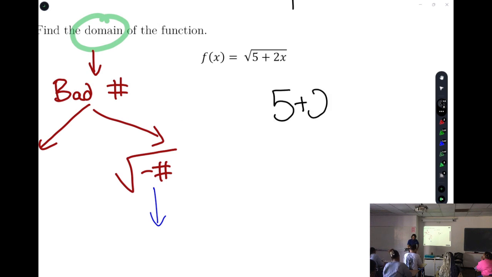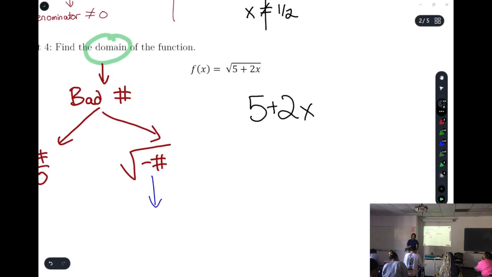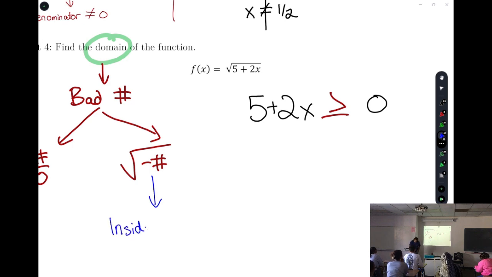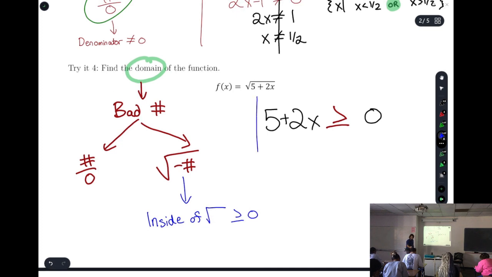5 plus 2x is not negative? Is that how we do it? That's not helpful for us. There's a sign, right? Greater than or equal to. That's the math step. So what did we actually write? We wrote the inside of the root greater than or equal to 0. That was the domain step that we did: the inside of the square root greater than or equal to 0.